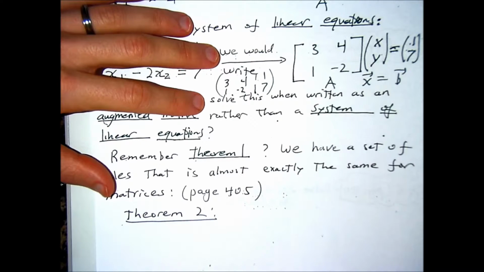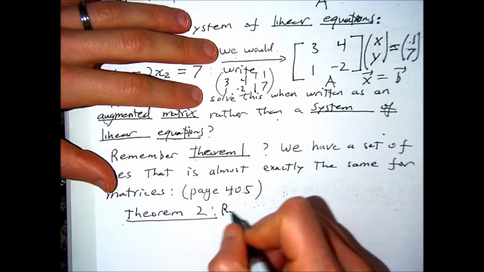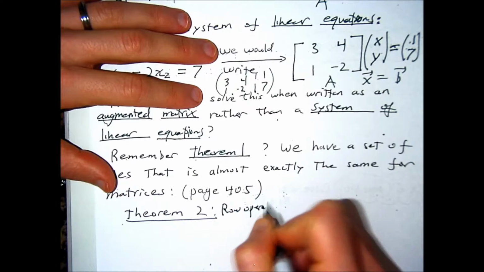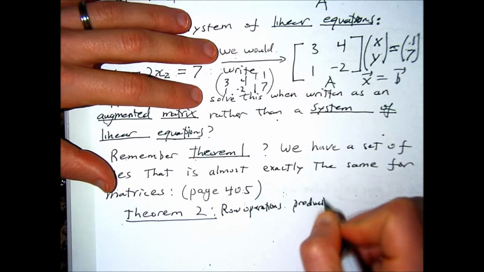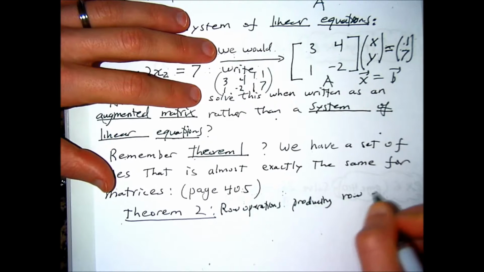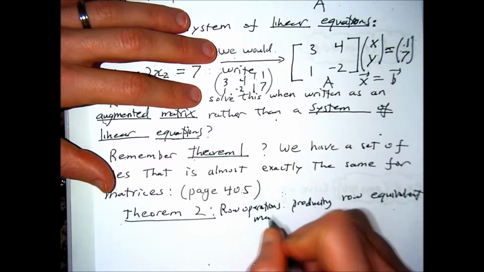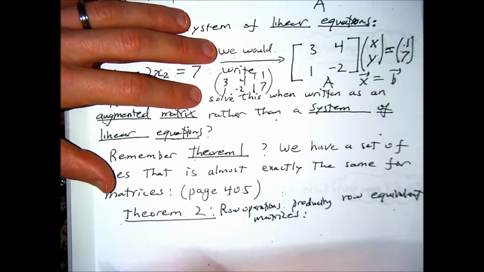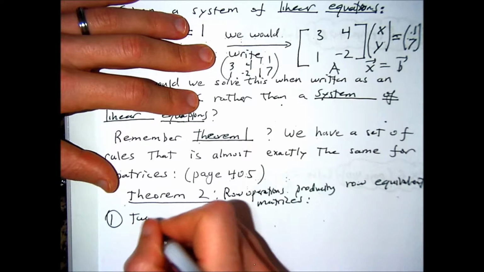We call it a row equivalent matrix. So row operations producing row equivalent matrices. Okay, so here's row operation 1. Two rows are interchanged.